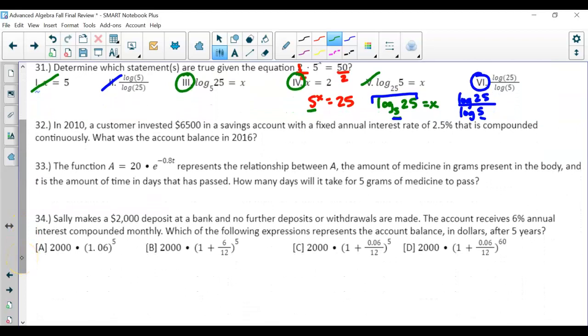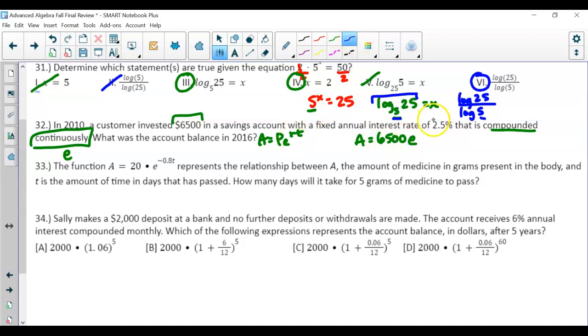So now question 32. This is a compound continuously problem. So compounding continuously means we have e. So this is our PERT formula, where A is equal to our principal, then e, but raised to the rate times time power. We are starting with an initial investment of 6,500. So we do have our P here. So 6,500 times e to the, what is our rate? 2.5%, but remember, divide that by 100. So that's why we have 0.025.